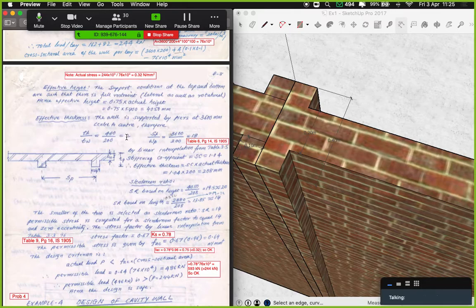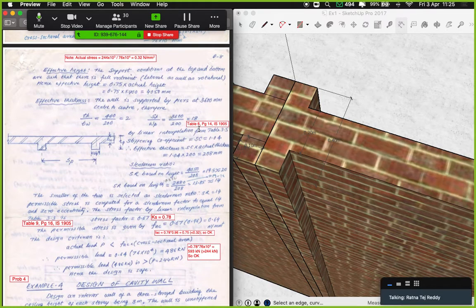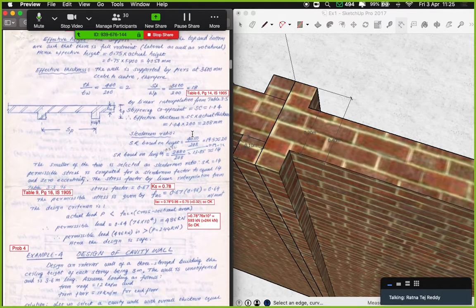This will give a ratio of 2, while the effective span by effective thickness is given as 3600 by 200, which is 18. 18 is the effective thickness. My mistake. That is the slenderness ratio. Effective span is to effective thickness. That is the slenderness ratio. So 18 is the slenderness ratio over there.